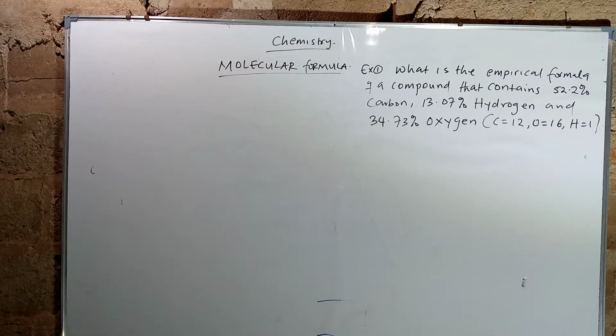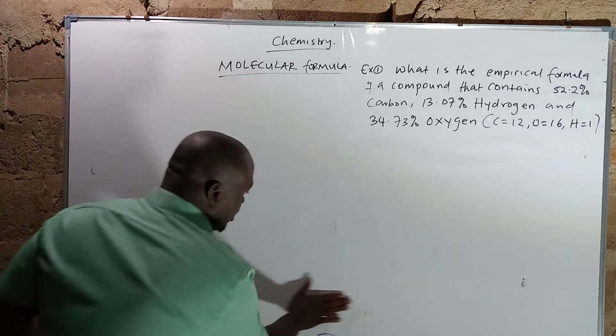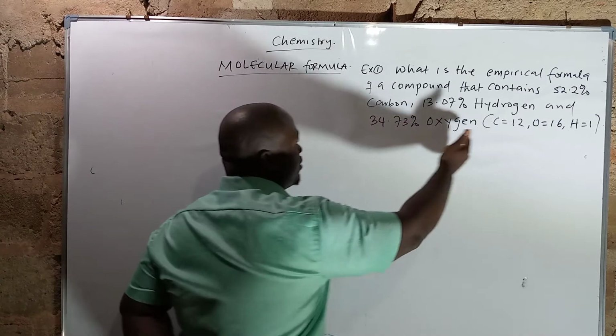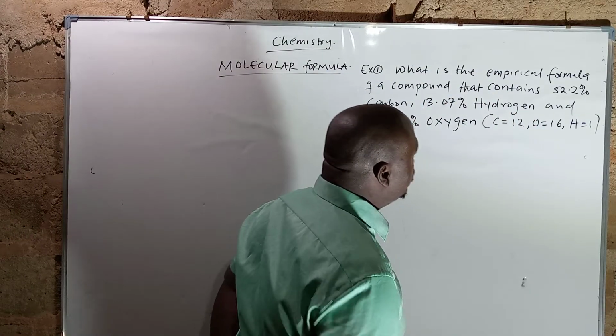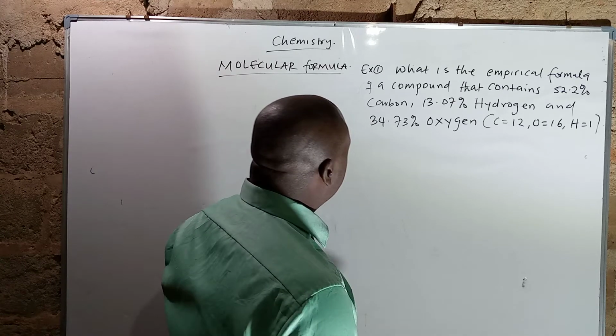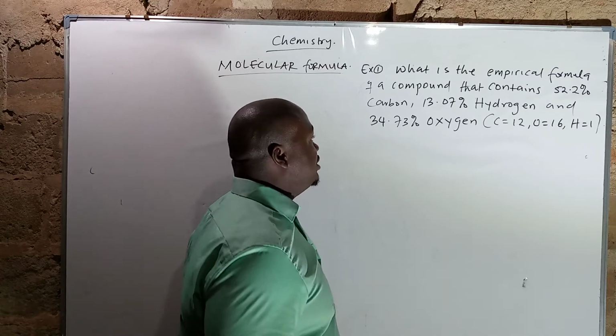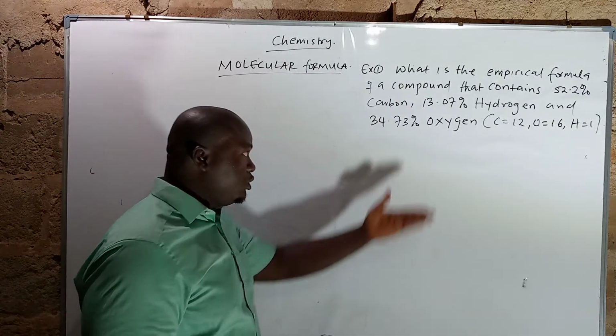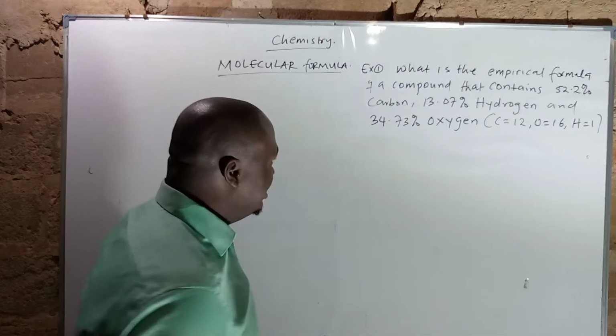Molecular formula and empirical formula is what we'll be dealing with under this topic. Let's go. What is the empirical formula of a compound that contains 52.2% carbon, 13.07% hydrogen, and 34.73% oxygen? It's very simple.